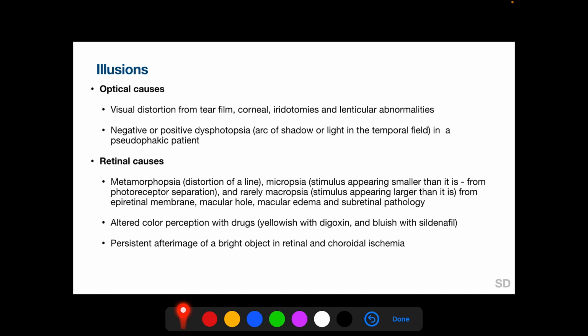Intake of certain drugs may cause an altered color perception, such as digoxin causing a yellowish discoloration and sildenafil causing a bluish discoloration. In retinal and choroidal ischemia, there can be persistent after image of a bright object. So when the patient is seeing a bright object and the bright object is suddenly removed from the visual field, the patient perceives a persistent image of that bright object.